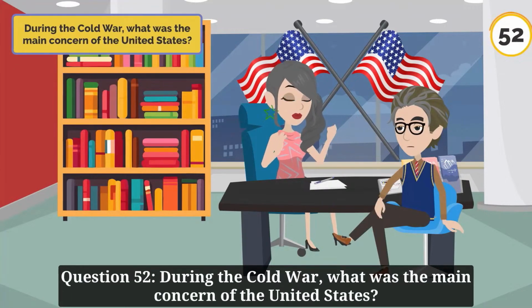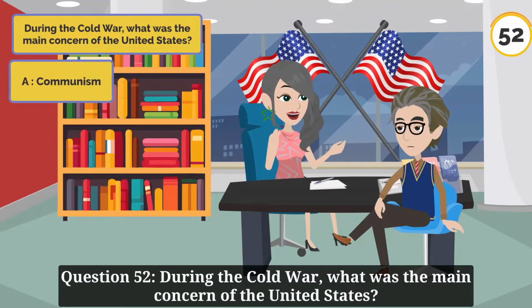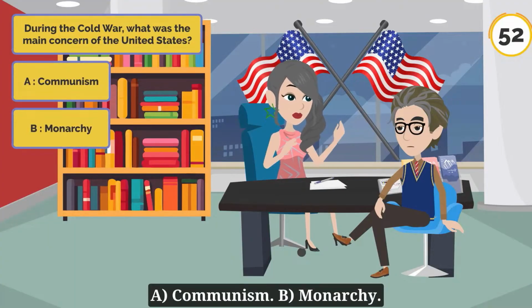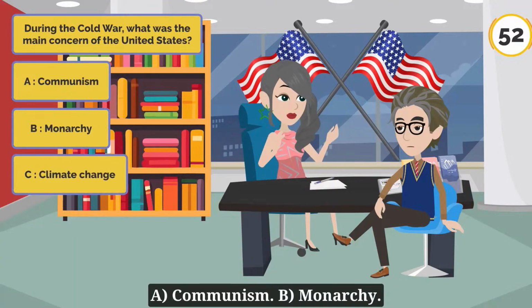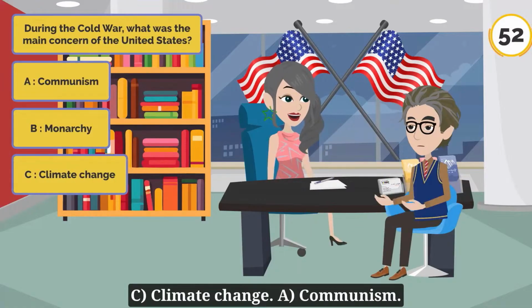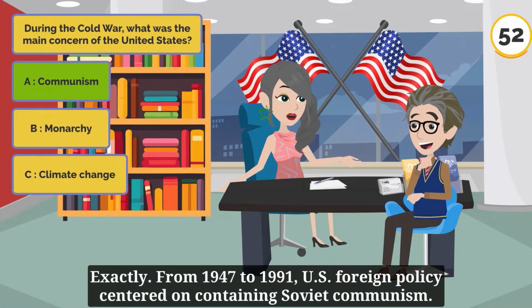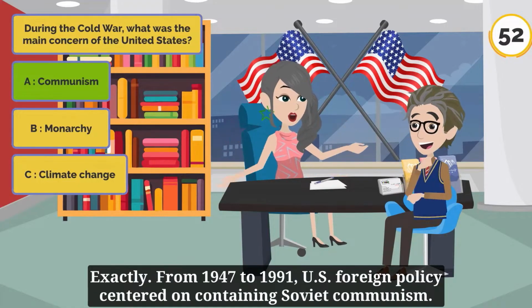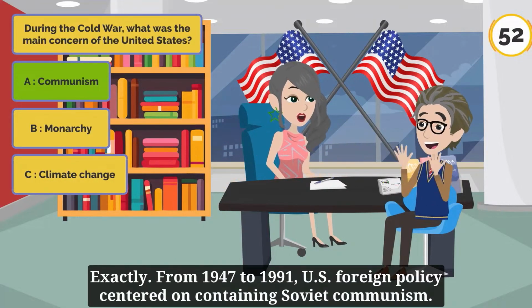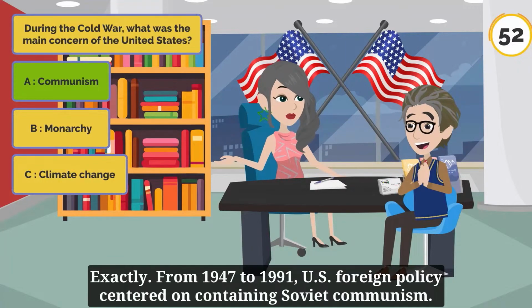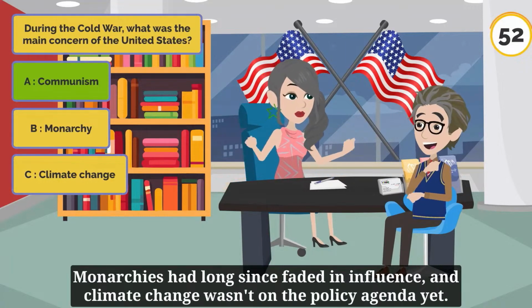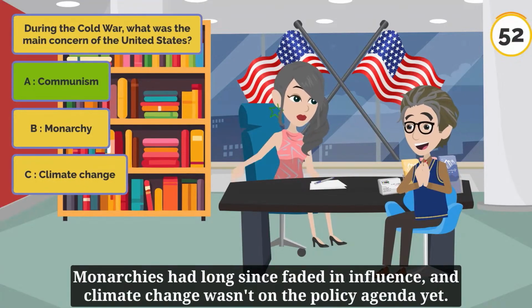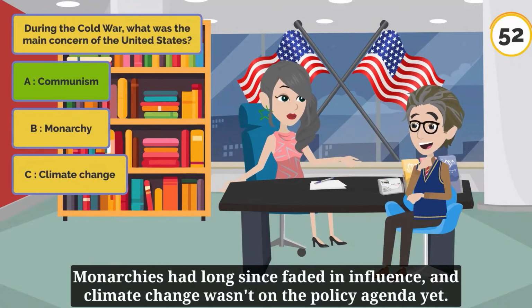Question 52. During the Cold War, what was the main concern of the United States? A. Communism. B. Monarchy. C. Climate change. I'll go with A. Communism. Exactly. From 1947 to 1991, U.S. foreign policy centered on containing Soviet communism. Monarchies had long since faded in influence, and climate change wasn't on the policy agenda yet.